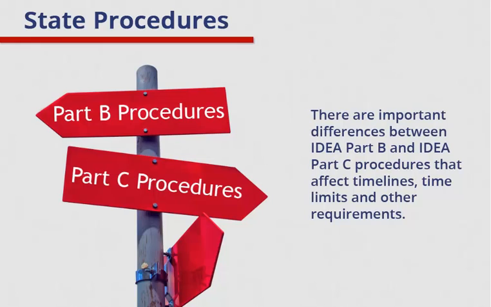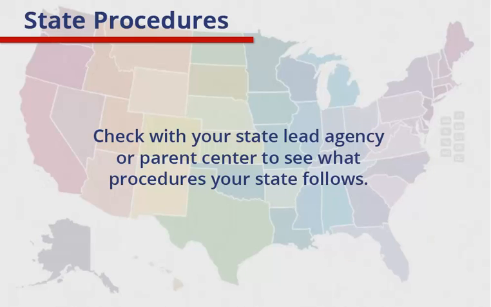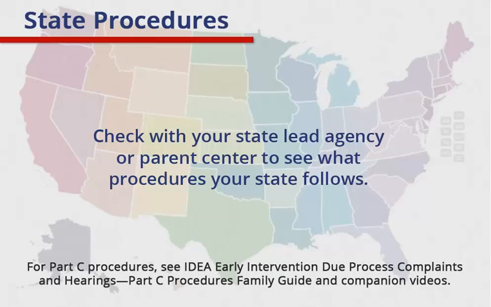There are important differences between IDEA Part B and IDEA Part C procedures that affect timelines, time limits, and other requirements. To find out the requirements your state follows, contact your state early intervention lead agency or Office of Special Education Programs, OSEP-funded parent center. If you live in a state that has adopted IDEA Part C procedures, see IDEA Early Intervention Due Process Complaints and Hearings, Part C Procedures, Family Guide, and companion videos.